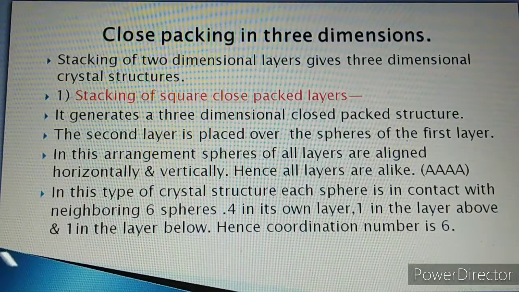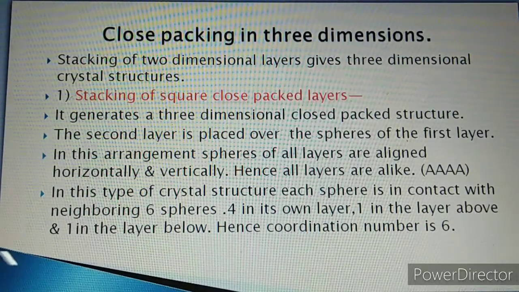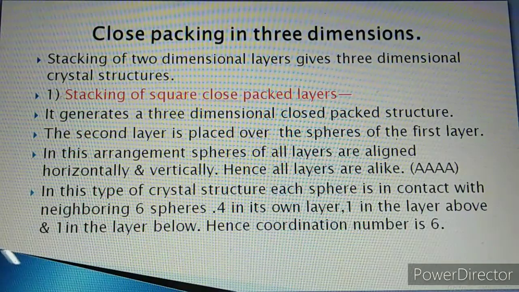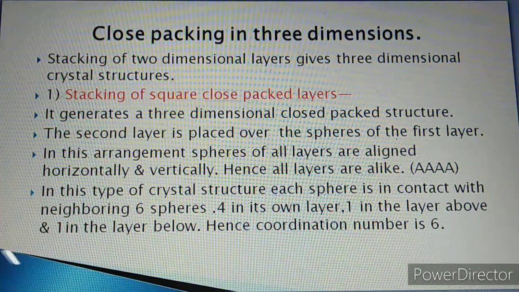See, the stacking of two-dimensional layers gives the three-dimensional crystal structure. So, we will continue the close packing in 3 dimensions. So, how is it drawn? There are two ways in which the three-dimensional structures will be obtained.